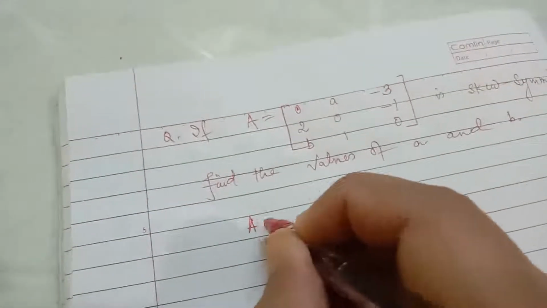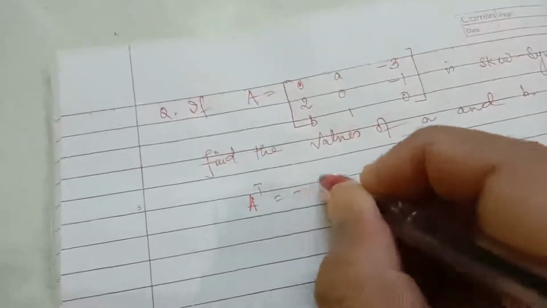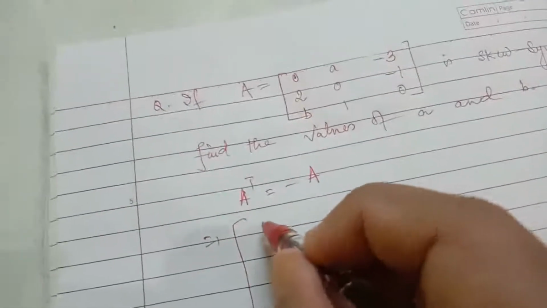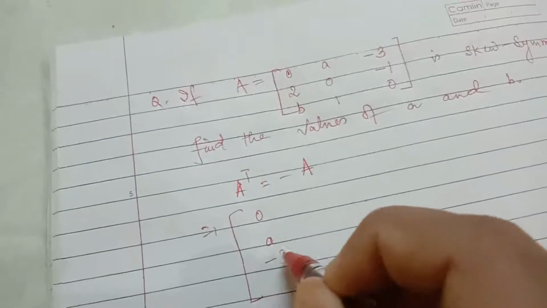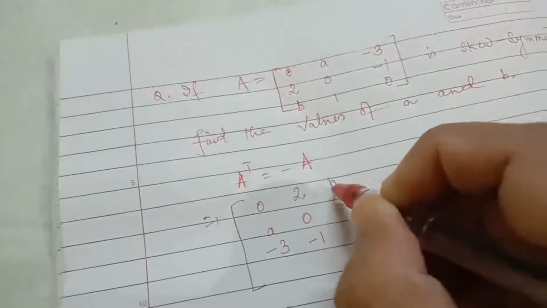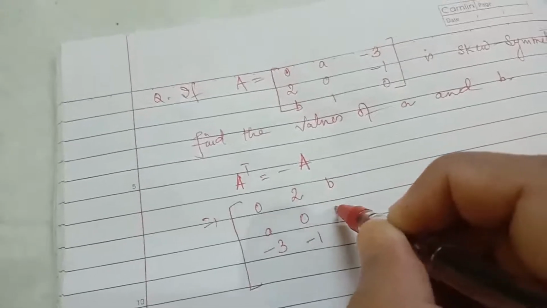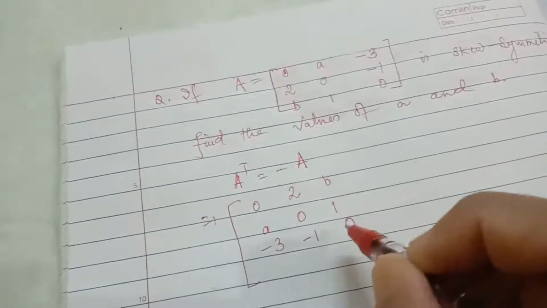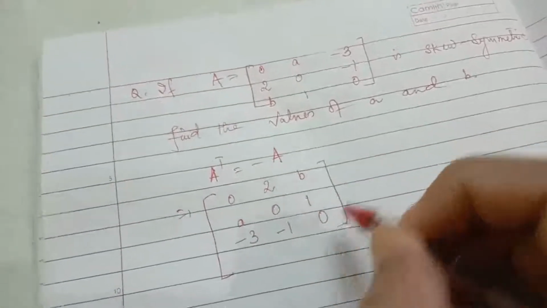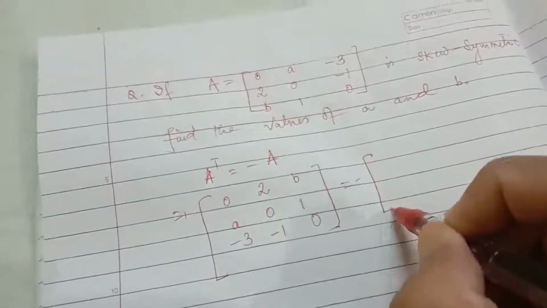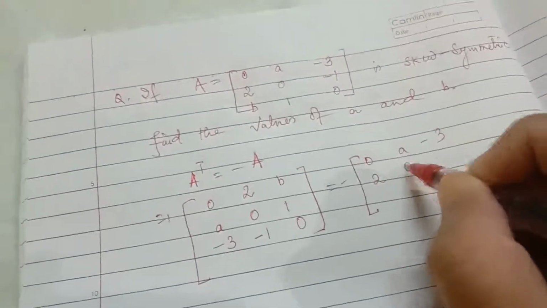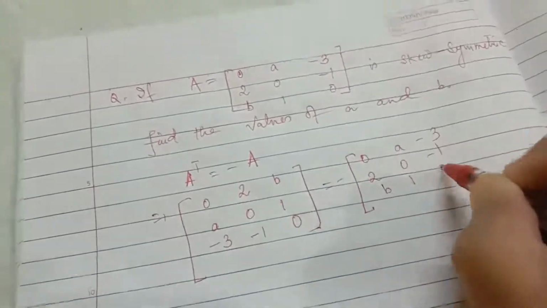A equal to A transpose equal to minus of A. A transpose is 0, A minus 3, 2, 0, minus 1, B, 1, 0. And we have to write minus of A, which is 0, A minus 3, 2, 0, minus 1, B, 1, 0.